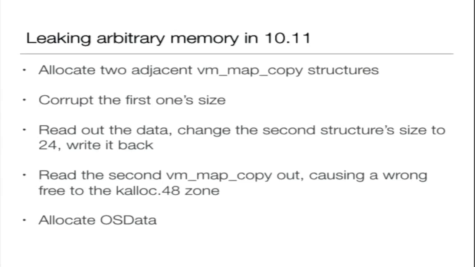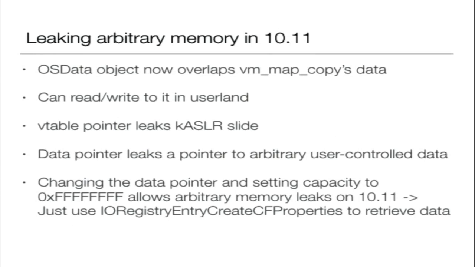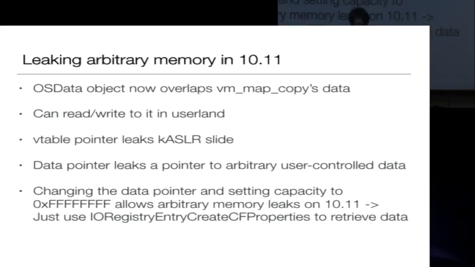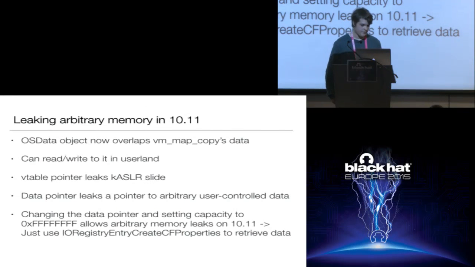Write it back, read the second vm_map_copy out, causing a wrong free into the kalloc.48 zone, which is the zone where OSData lives. And now you have an OSData overlapping a vm_map_copy's data, and you can read it out in userland. The vtable pointer leaks the KASLR slide, and the data pointer leaks a pointer to arbitrary user-controlled data.